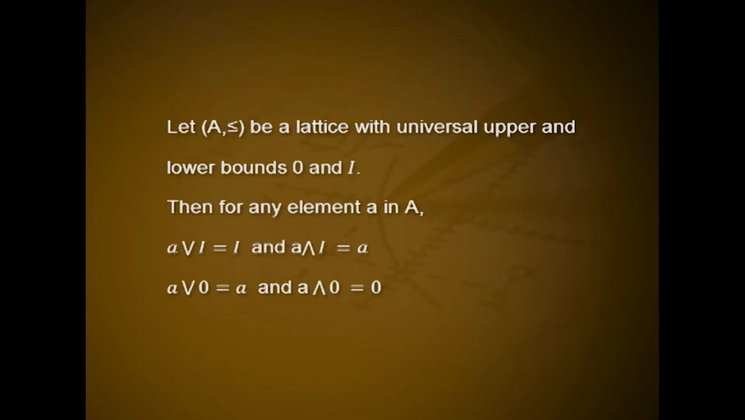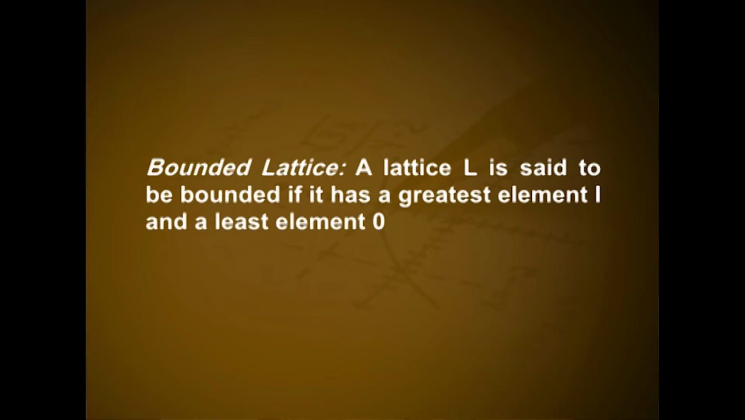Theorem 4. Let (A, ≤) be a lattice with universal upper and lower bounds 0 and I. Then for any element a in A, a join I is equal to I and a meet I is equal to a. a join 0 is equal to a and a meet 0 is equal to 0. Bounded lattice. A lattice L is said to be bounded if it has a greatest element I and a least element 0. Example 7. The lattice Z+ under the partial order of divisibility as defined in example 2 is not a bounded lattice, since it has a least element, the number 1, but no greatest element.